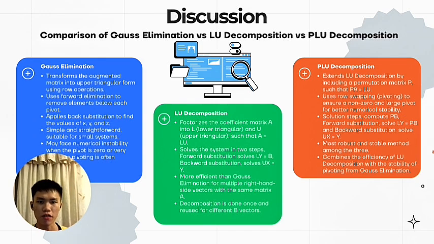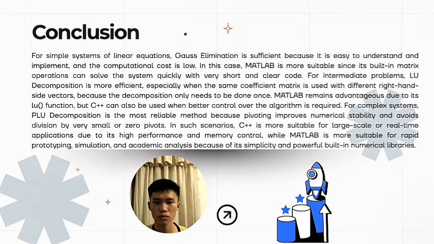Next, LU decomposition factorizes the coefficient matrix into a lower triangular matrix L and an upper triangular matrix U, and the solution is obtained using forward substitution followed by backward substitution. It is more efficient and effective when solving multiple systems with the same matrix compared to Gauss elimination. Finally, PLU decomposition improves LU by adding a permutation matrix P to perform row swapping. This ensures better numerical stability and makes it the most robust method among the three.